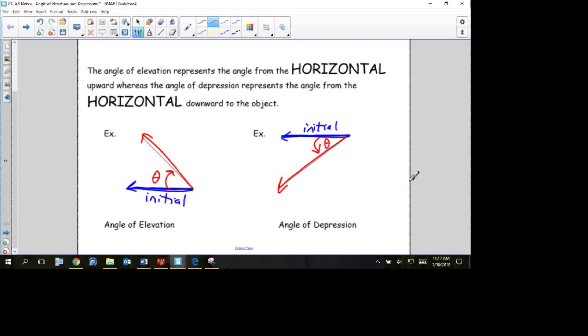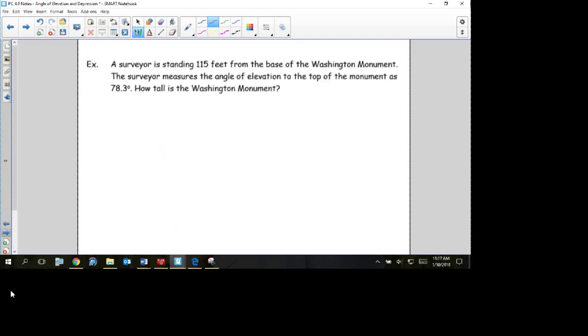Always start with horizontal. So we'll do some real life applications. There's a career you could go into, surveying. So people that are looking through little machines on the side of the road, sometimes you see them, and they're measuring distances that they can't actually go and measure with a tape measure. They're doing it using trigonometry.